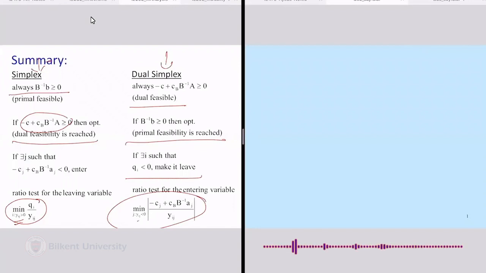Be careful. Dual simplex works with the negative yij, whereas primal simplex works with the positive yij. Neither of them use the zeros because they're not active, all right? Primal only looks at the values for which yij is positive, whereas dual simplex looks at the cases where yij is strictly negative. Dual simplex maintains dual feasibility. Primal simplex maintains primal feasibility.